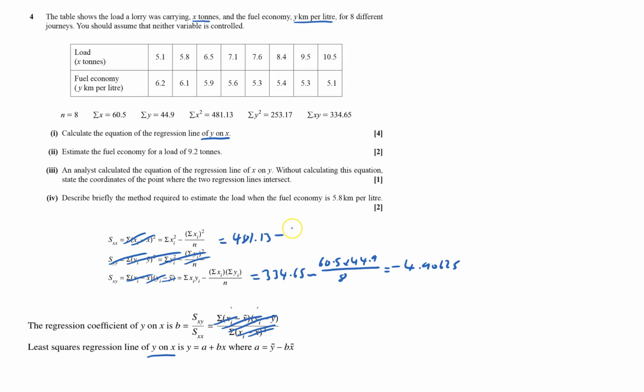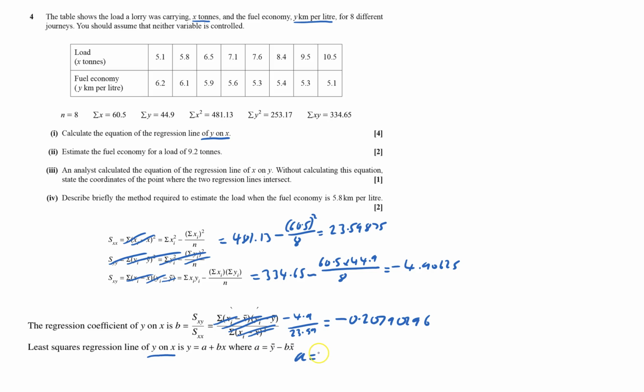Then I work out the SXX, which is the sum of X squared, 481.13, minus 60.5 squared over 8, and that equals 23.59875. And so B equals minus the 4.9 bit over 23.59. I can keep more figures in there, but that is negative 0.20790296 to my accuracy.